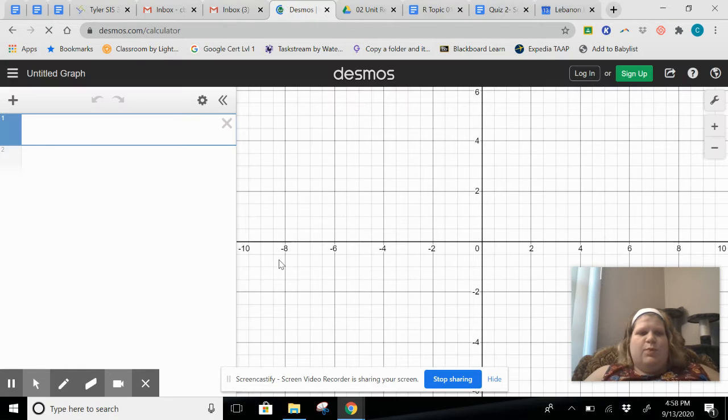Okay, this is where we're going to solve nonlinear systems. Nonlinear just means that they aren't a line. So some of them will be lines and some of them won't.